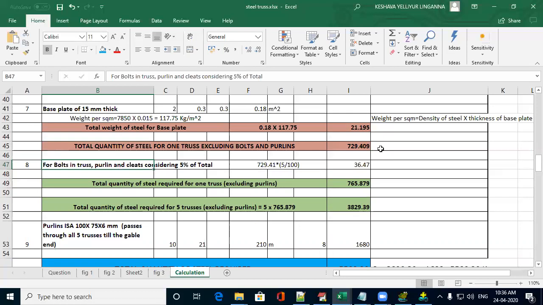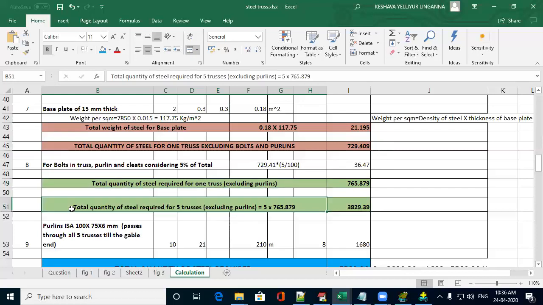So in one truss, this is the weight of the steel used. Out of this, 5% you have to consider. If you take the 5% of this total, you will get 36.47 kg. Now again do the total for only these two, 729.409 plus 36.47. You have to add these two, you will get 765.879. This is the total quantity of steel required for one truss excluding purlin but including the bolts.